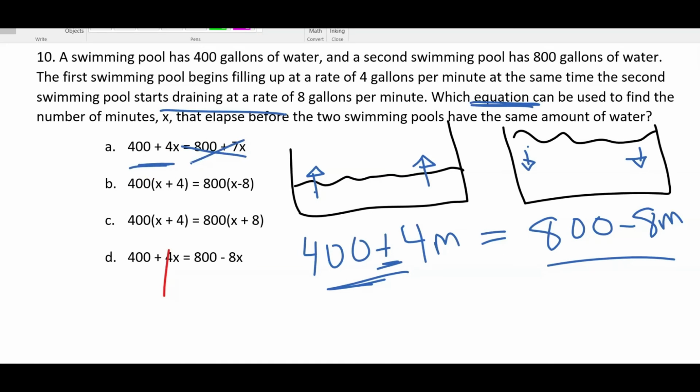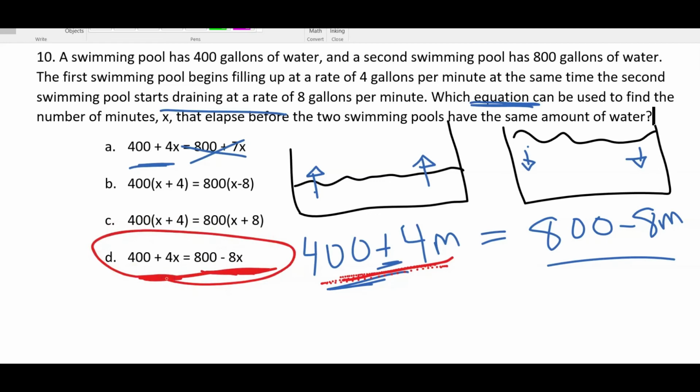And if we look down here at the bottom, choice D says this one has 400. It's gaining, just like the example said. If it's 400, it's going up. The one with 800 should be going down, 8 per minute. Okay, so it has to be D right here.